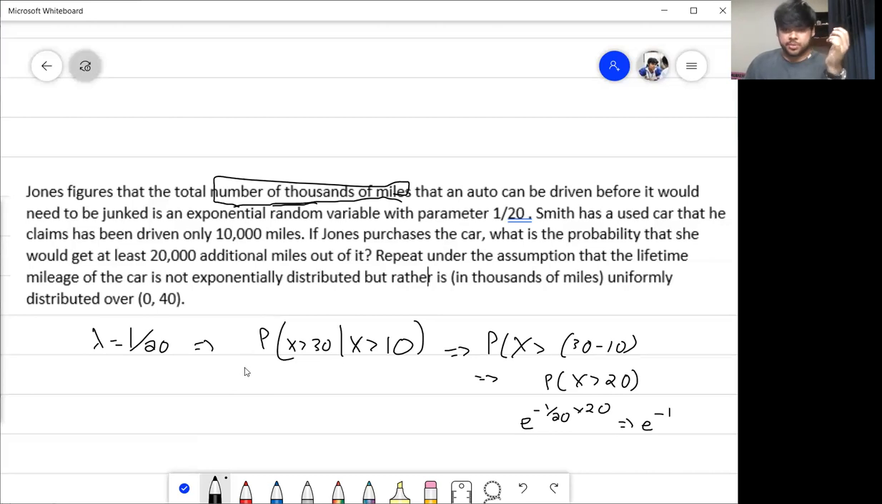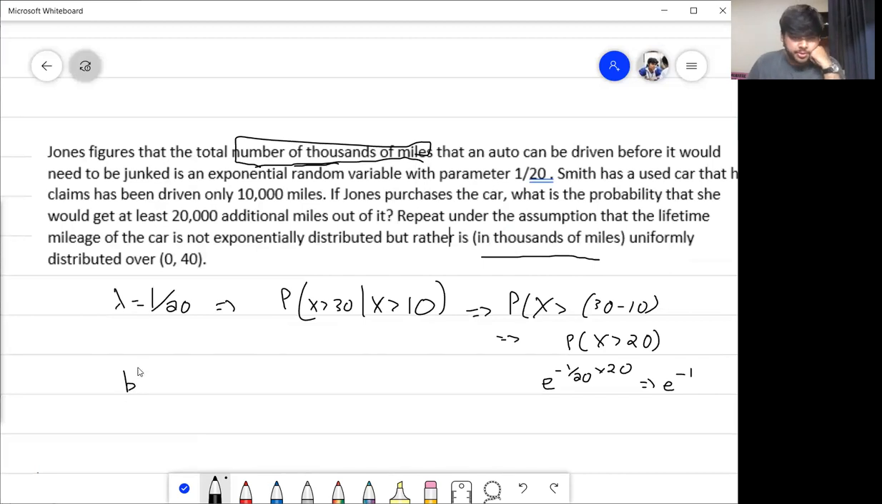So I think we're done with part A. Repeat the assumption that the mileage of the car is not exponentially distributed, but rather uniformly distributed over 0 to 50. No, they've also stated that the units will remain the same. I'm going to quickly do part B because I think this is the last question and then we'll be done with the tutorial. So part B basically says we have to do the exact same thing, but in uniform distribution.